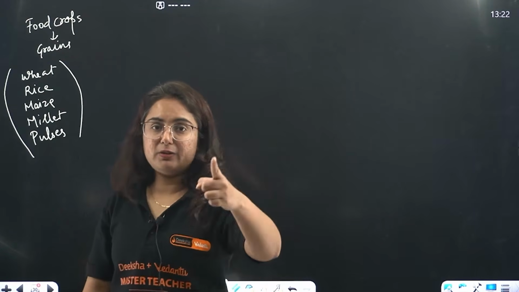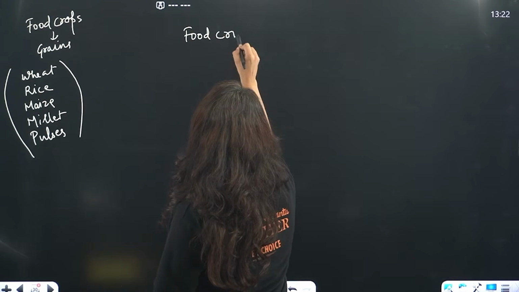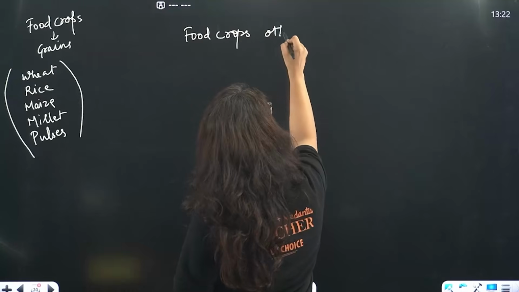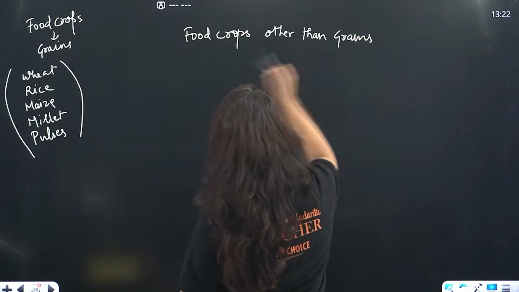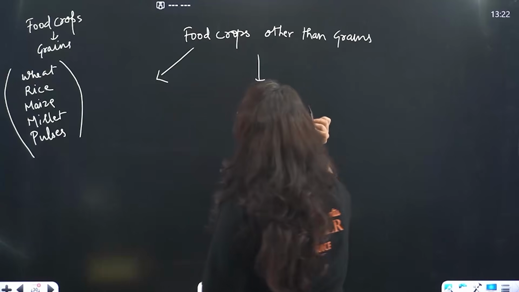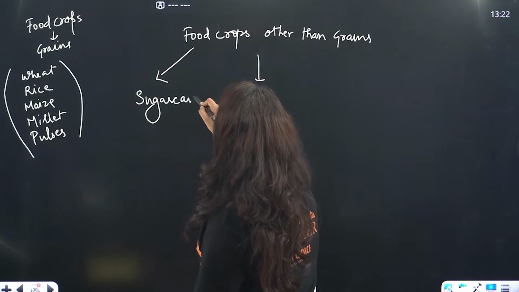Now the task I am giving to you, now make the list for food crops other than grains like we did earlier, right? I will name them and you will make the chart. Like first we started with what beta? Sugarcane. We started with sugarcane.